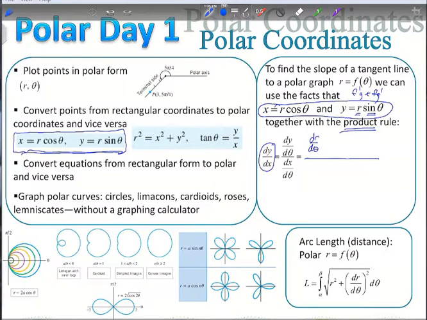Then we copy paste the second one, sine, plus we copy paste the first thing, r, and then we take the derivative of sine. The derivative of sine is cosine, and this happens to be theta, and we're doing this with respect to theta, so no tagging is required on that last derivative. And that's our numerator. Now let's work on our denominator.